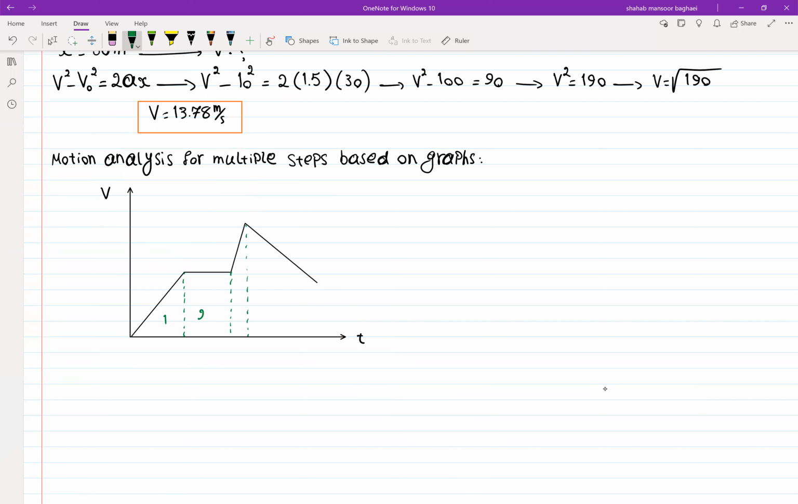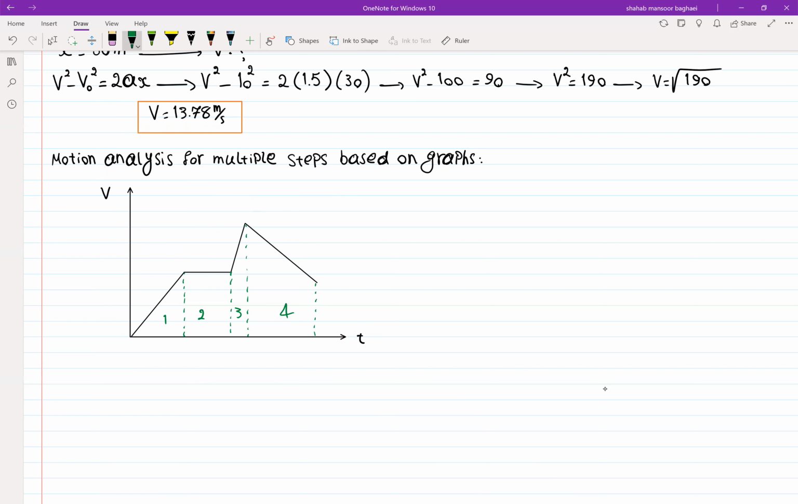1, 2, 3, 4 steps. And for each step, you can analyze it. For example, area number 1, what kind of motion is this particle? If you have a particle and it has 4 steps, what kind of motion is area number 1 or motion number 1? If you look at this graph and based on VT coordinate, you know vertical axis is velocity.